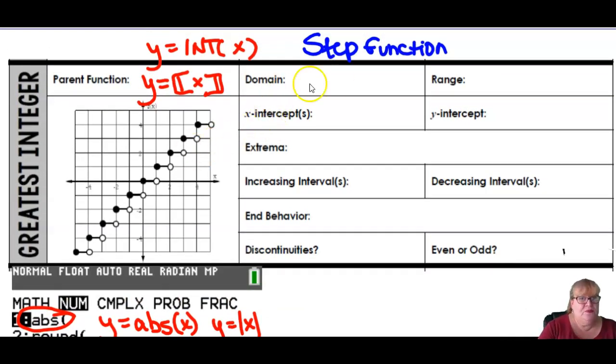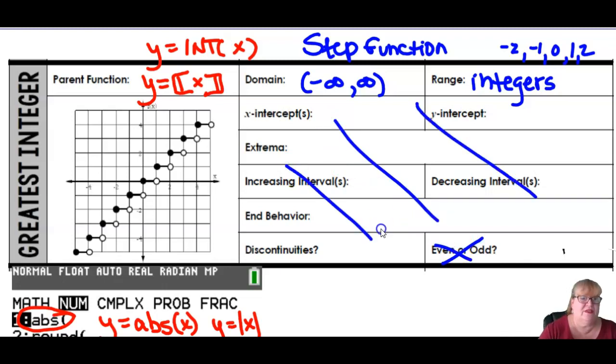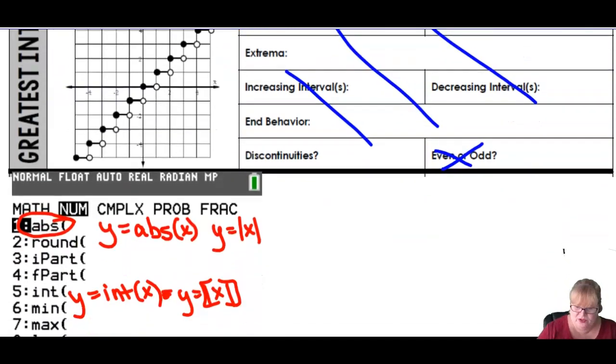All right, this one, you can put anything in, but you will only get out integers. So like -2, -1, 0, 1, 2, okay? I'm not going to worry about any of these characteristics here. It is not even or odd, and honestly, I don't care about any of the rest of this. It's honestly more important to me to spend maybe a second explaining how this works.